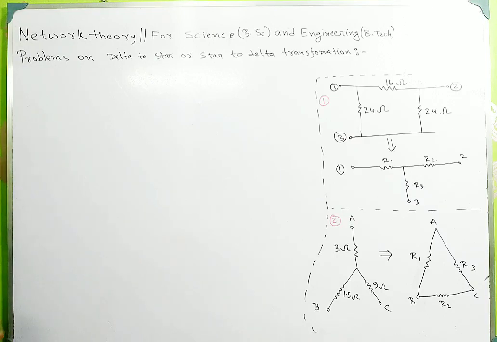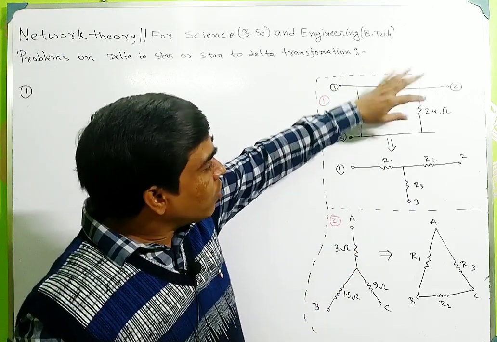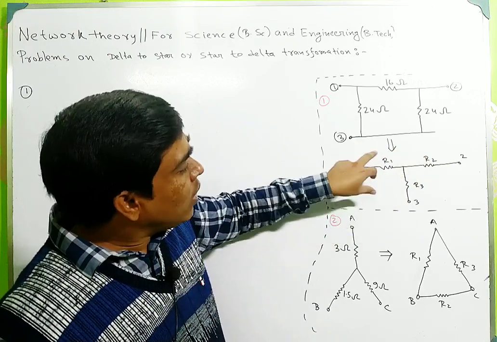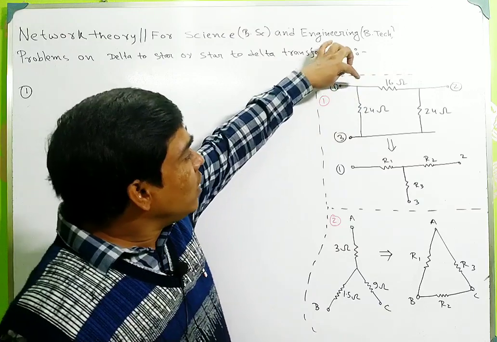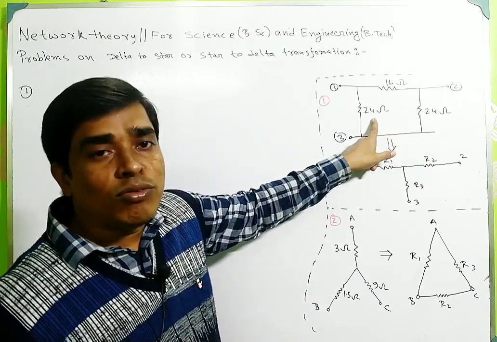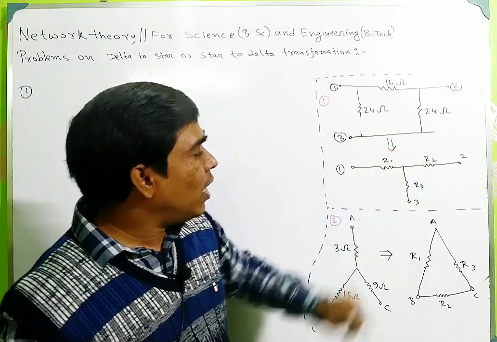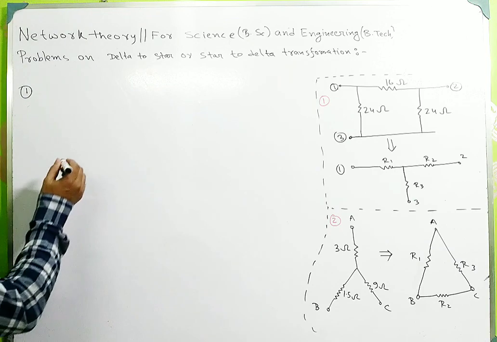So here is problem number 1. Problem number 1 is a delta formation. You have to transform it into a star formation or T formation. Here this is 16, this is 24, this is also 24. So you have to calculate R1, R2 and R3. So how to calculate this?